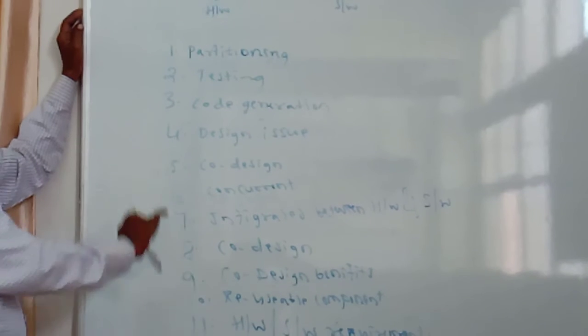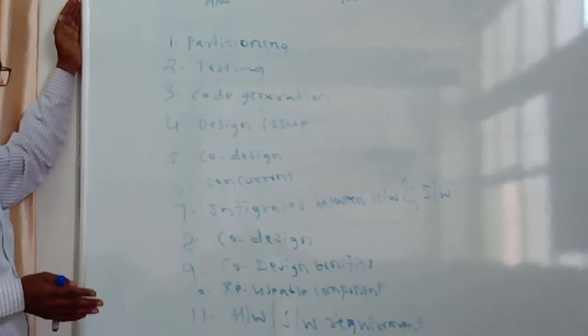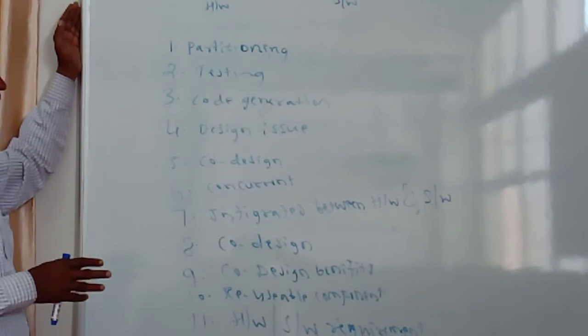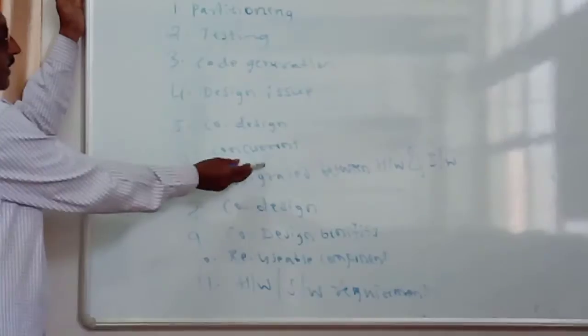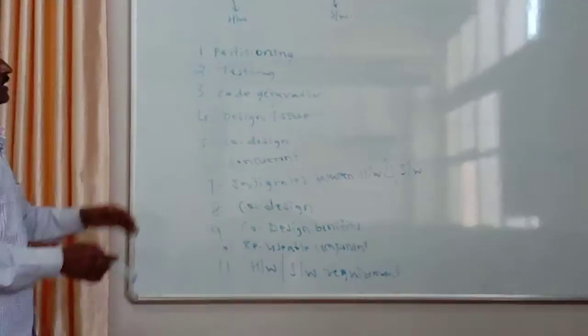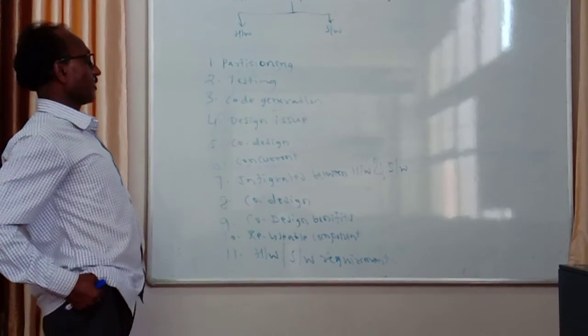Then similarly, concurrent. Concurrent means hardware and software, co-designers as well as sub-designers, are most important. If there is synchronization between the main architecture and sub-architecture, they are concurrent and mutually develop a product that is more profitable from a business point of view.